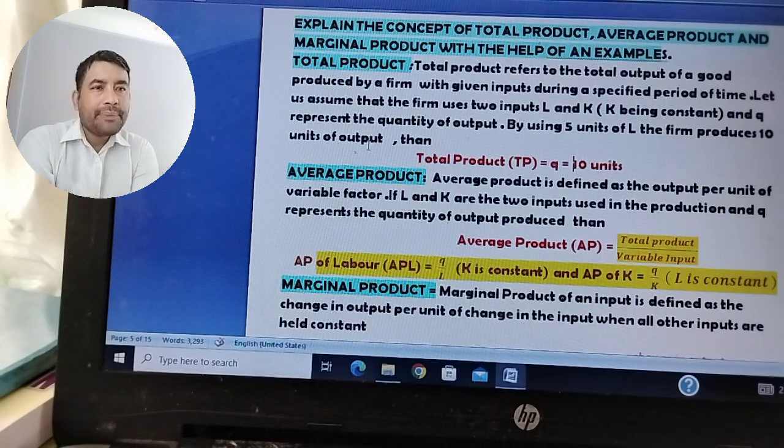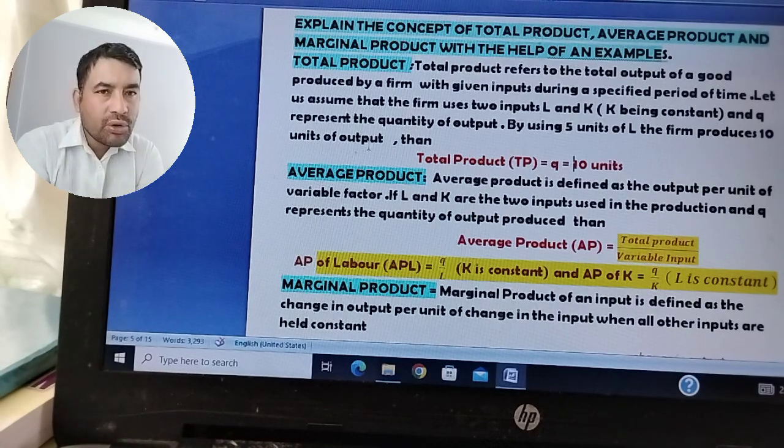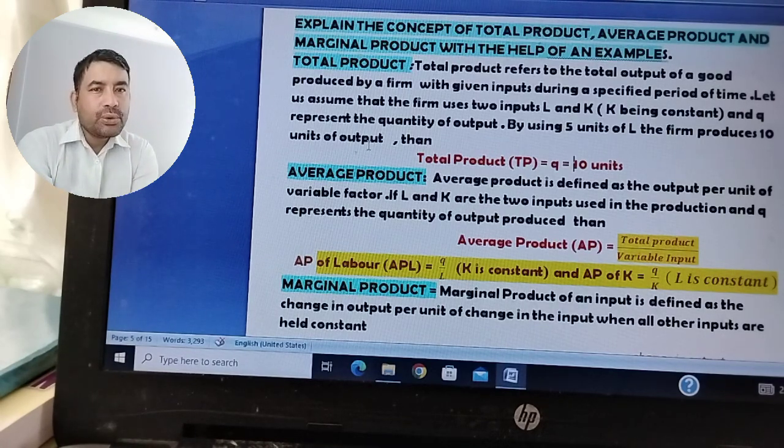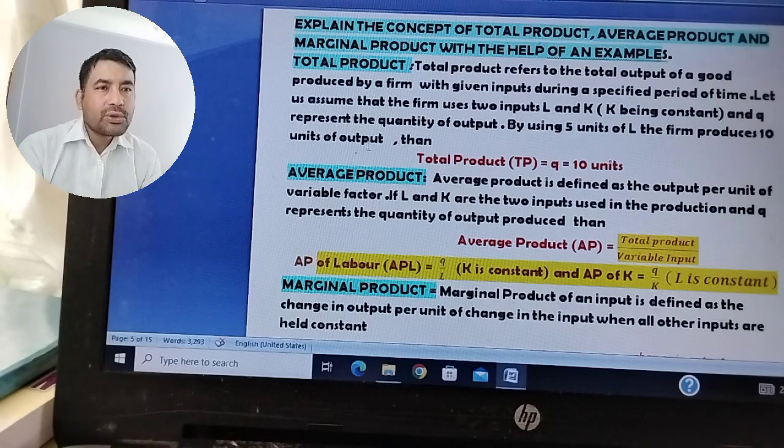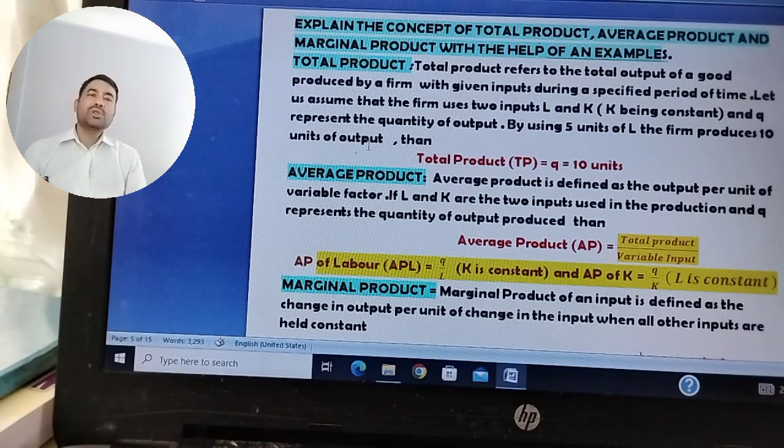You can take a screenshot so that you can copy the notes later on, but I do suggest you first listen to the video carefully, then only copy, because don't try to memorize everything by rote. You have to understand the concept, because economics is very interesting if you understand the concept thoroughly. So total product is equal to Q is equal to 10. In short, total product means total output. So Q is equal to total product.